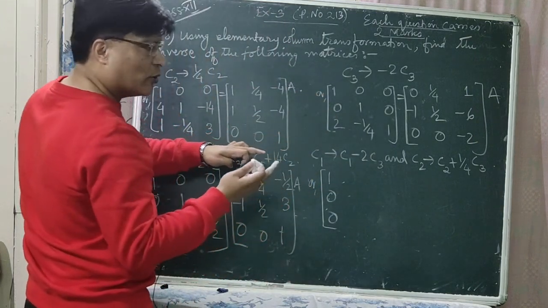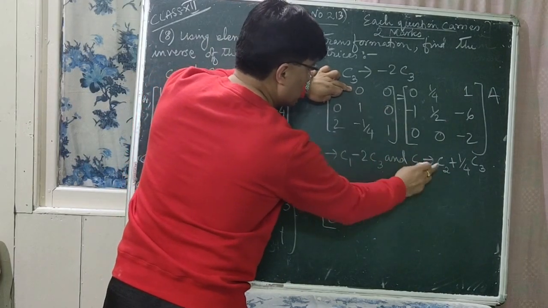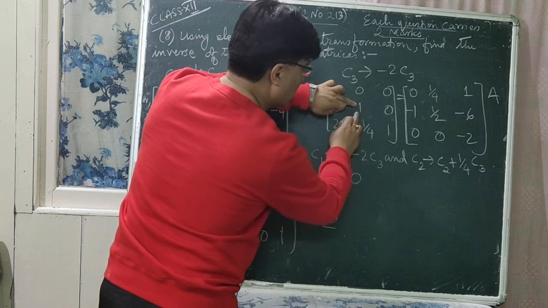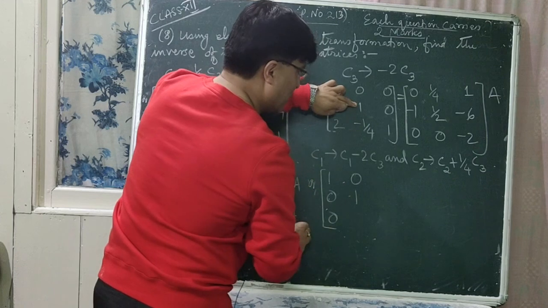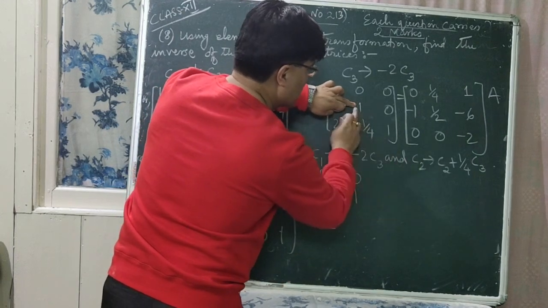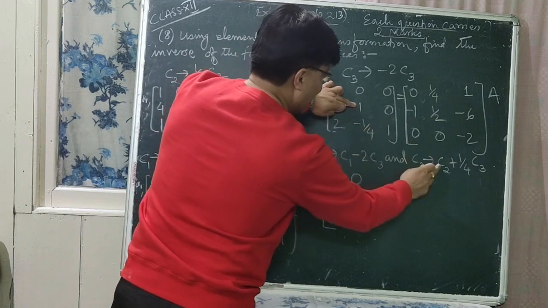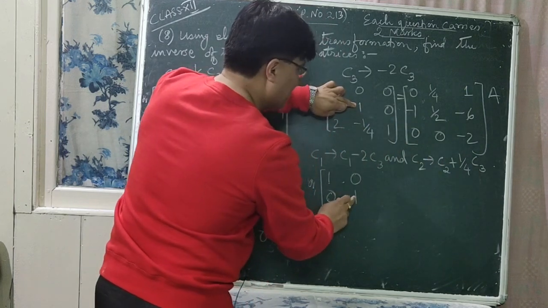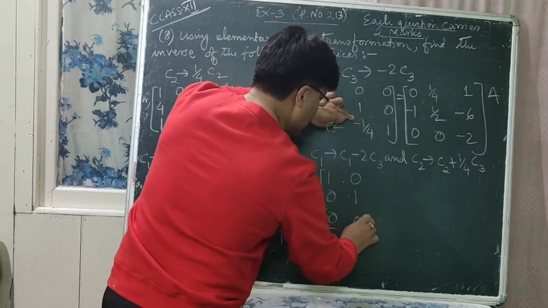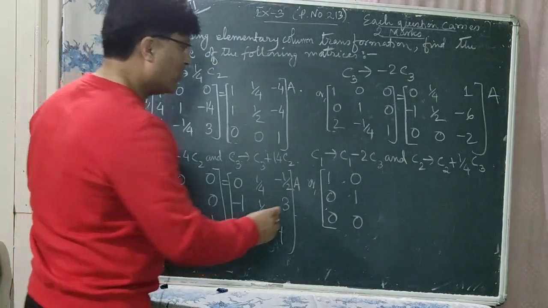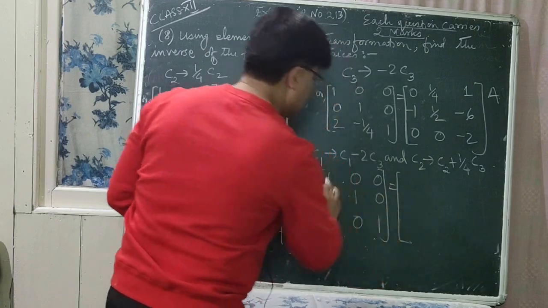Right? Now column 2 is also changing. So how does it change? C2 is 0, C3 is 0. 0 plus 1/4 into 0 is 0. C2 is 1 and C3 is 0. 1 plus 1/4 into 0 is 1. C2 is minus 1/4 plus 1/4 into 1. Minus 1/4 plus 1/4 is 0. Column 3 remains the same. What is column 3 here? 0, 0, 1. So we have made it an identity matrix.